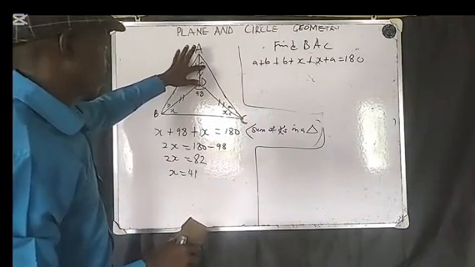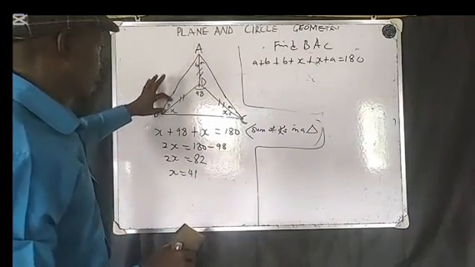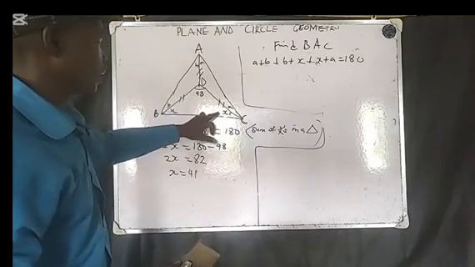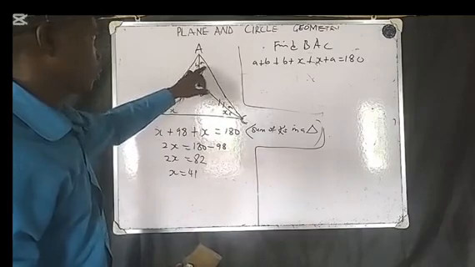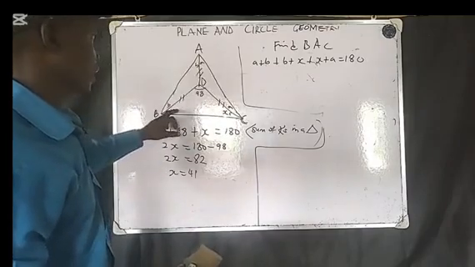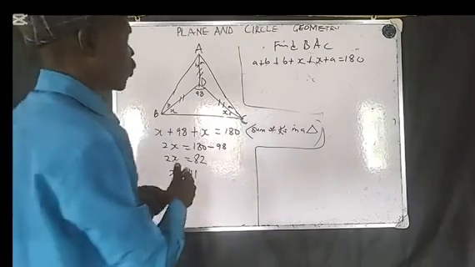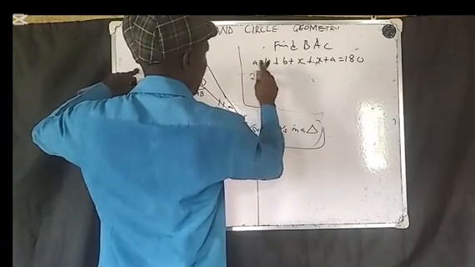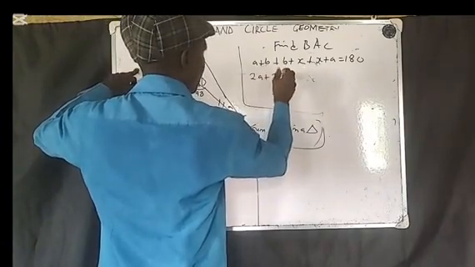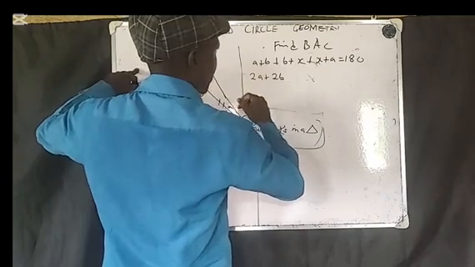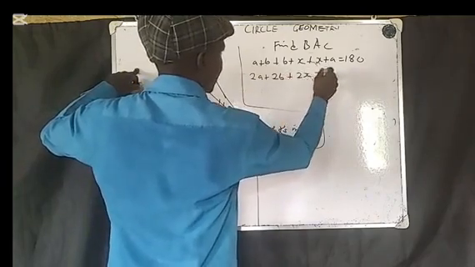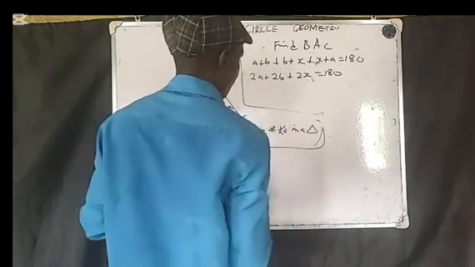A plus B, B plus X, X plus A. So how many A do we have here? We have 2A. How many B? We have 2B. Then how many X? We have 2X. Everything equals 180.